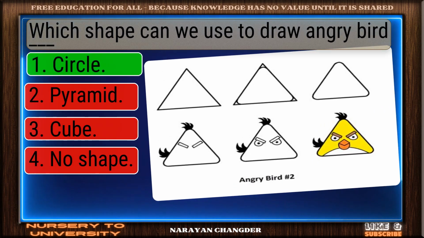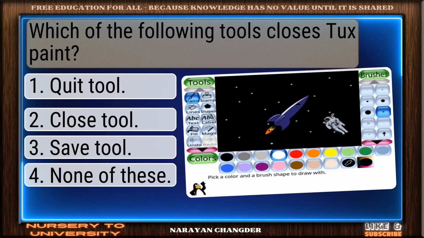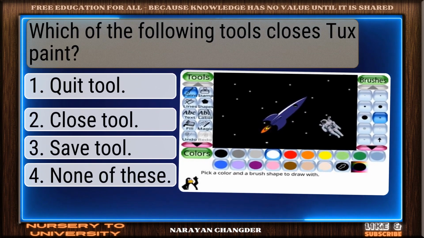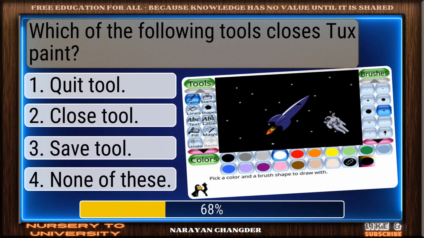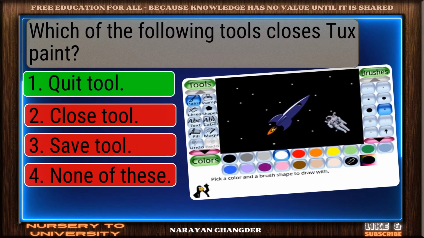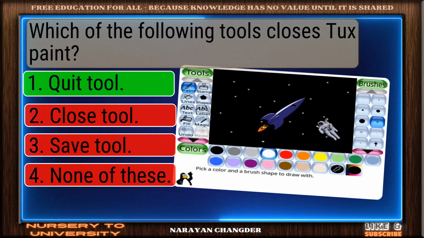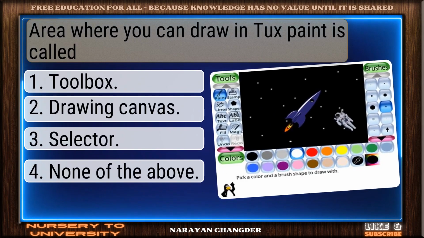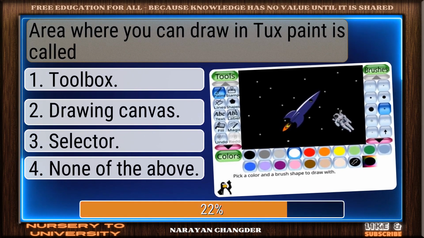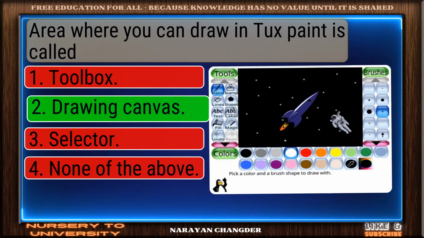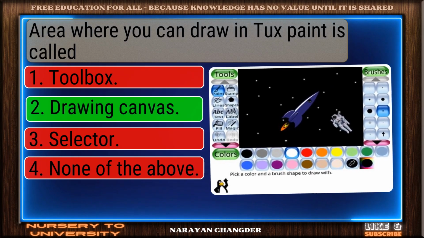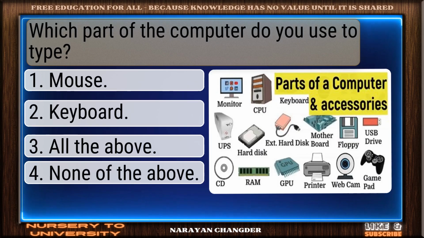Correct response. Circle is accurate. Which of the following tools closes Tux Paint? You're right. Quit tool is correct. Area where you can draw in Tux Paint is called. Nice work. Drawing canvas fits perfectly.